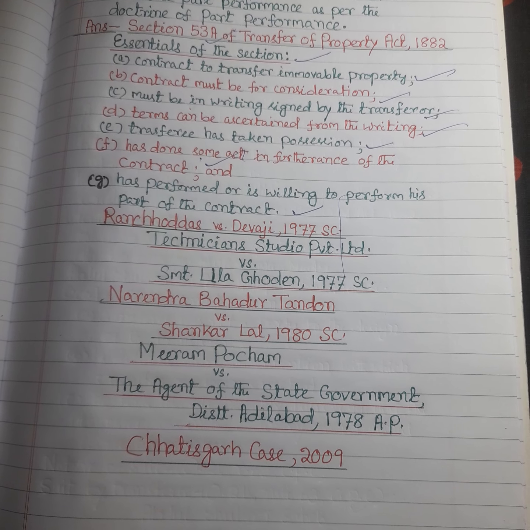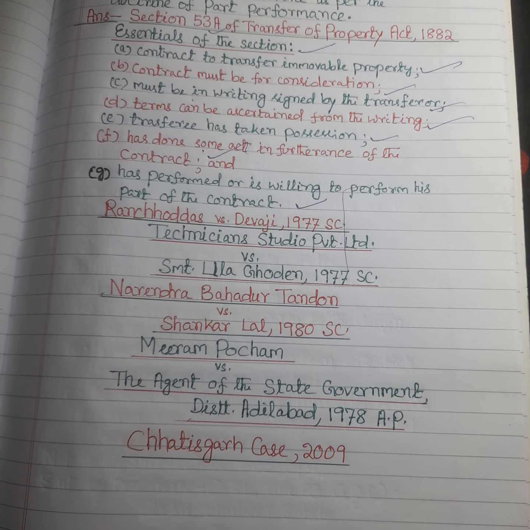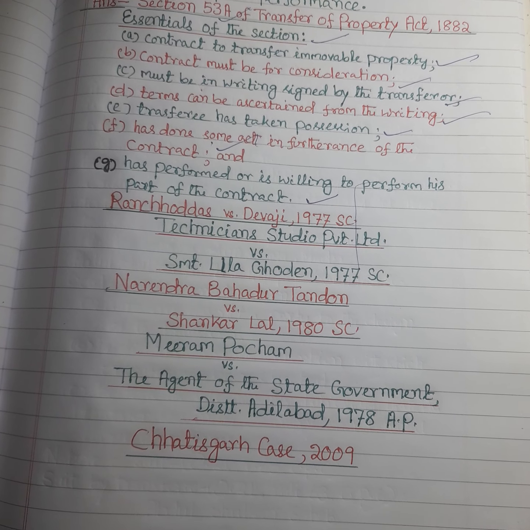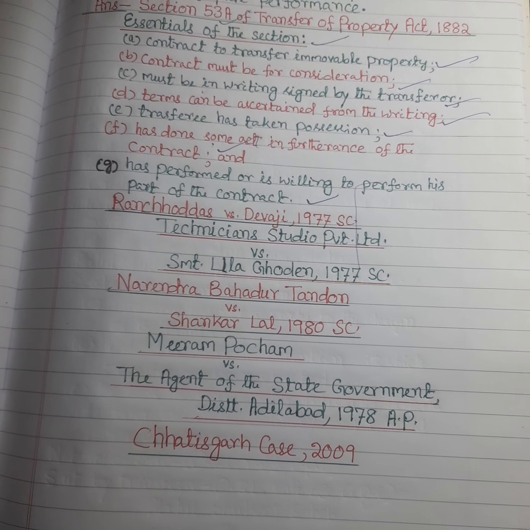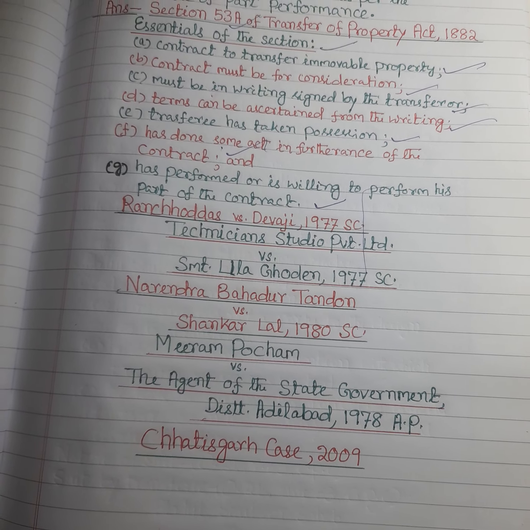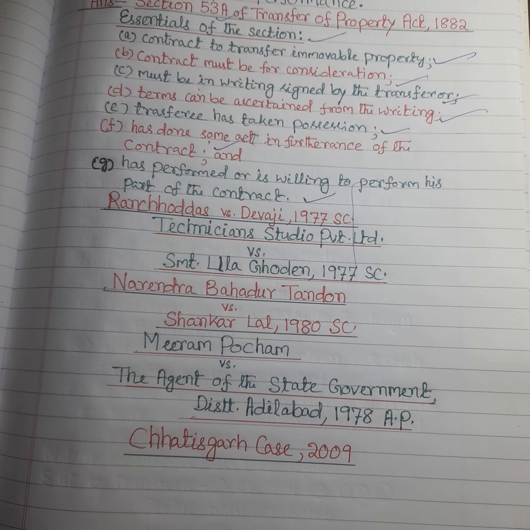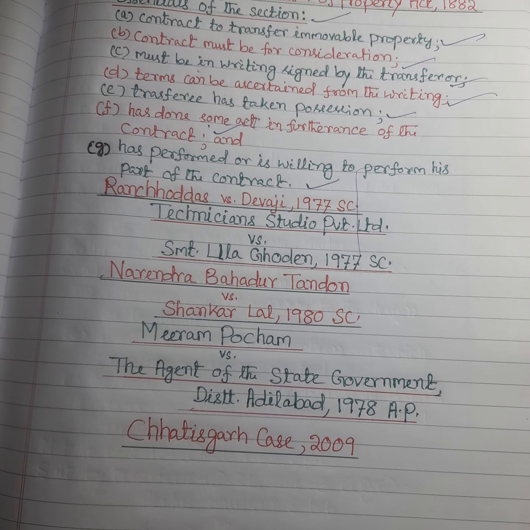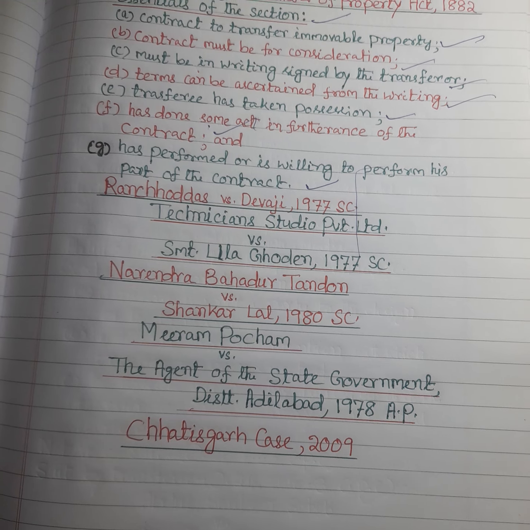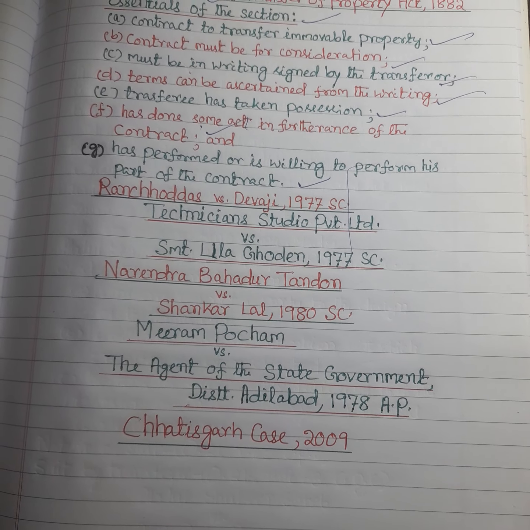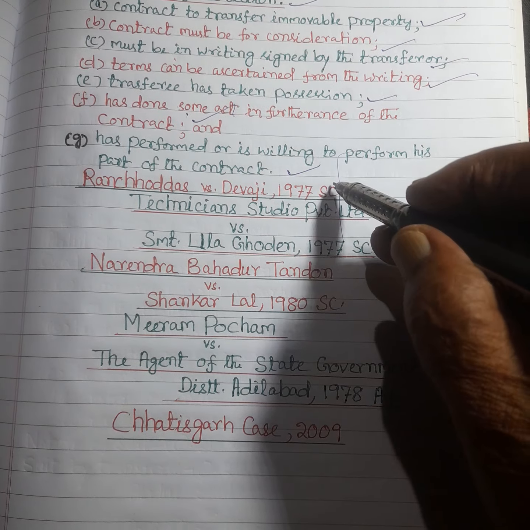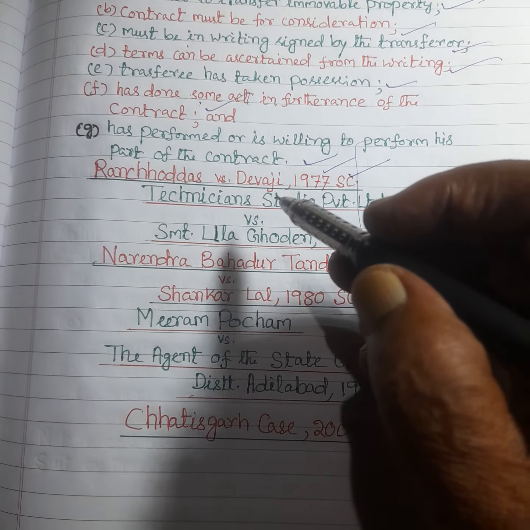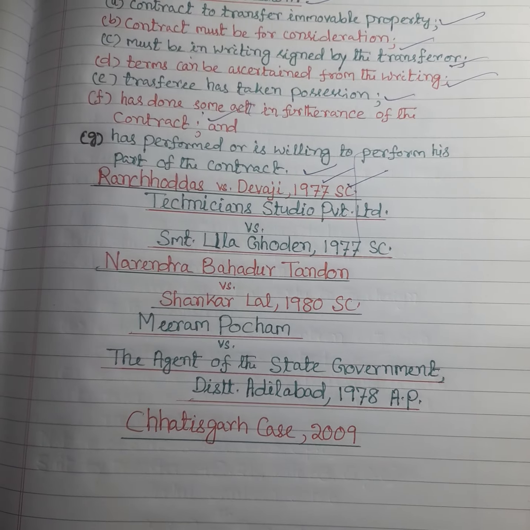So, this section applies only when the contract is a valid contract. In order to avoid forged evidence, it is essential that the contract must be in writing. The contract must be for consideration. The terms necessary to constitute the transfer can be ascertained with reasonable certainty, as it was observed by the Supreme Court in 1977 in the leading case Ranchod Das versus Devaji.